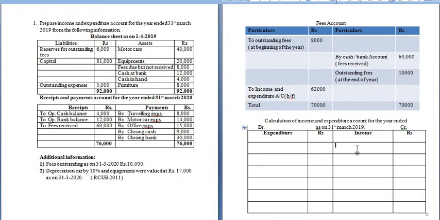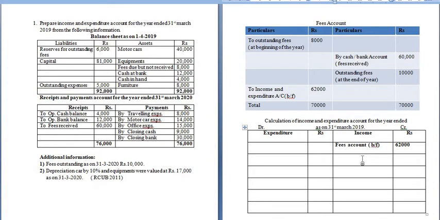So first, fees account. How much do we have in the fees account? Whatever it is, 62,000. In bracket we can write it, that is the balancing figure. Is it clear? We'll move to the next.